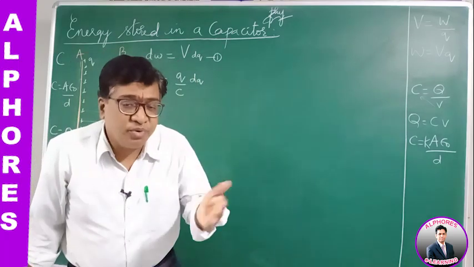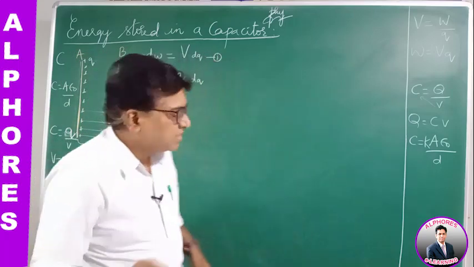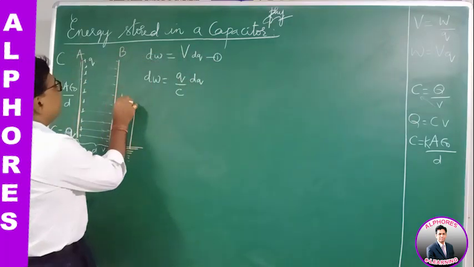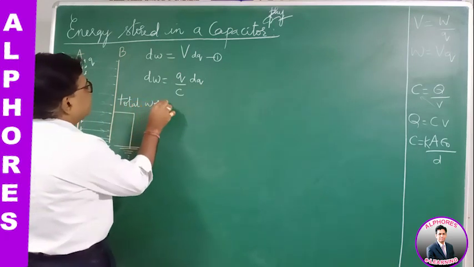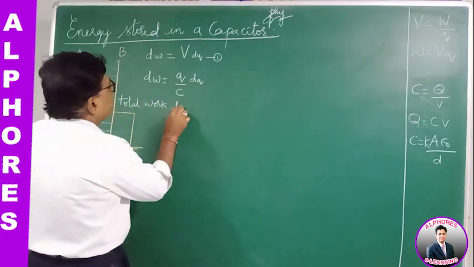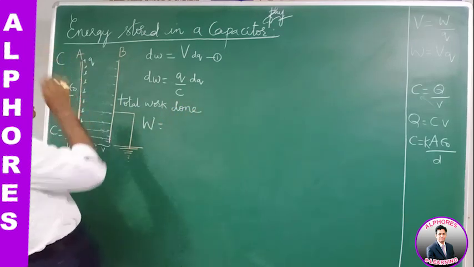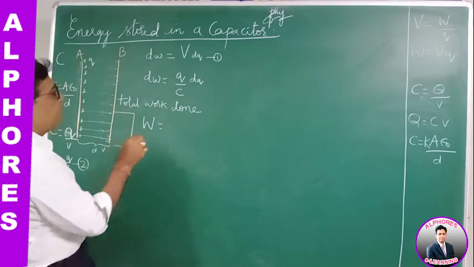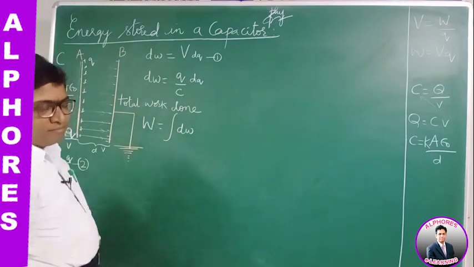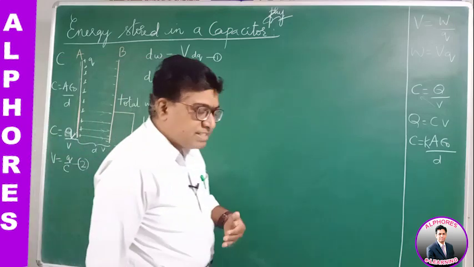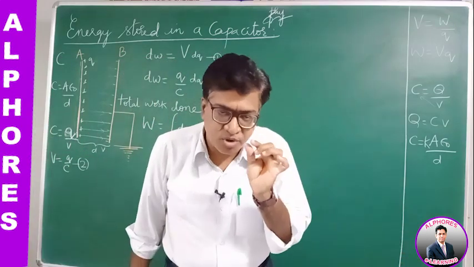If I have to give the capacitor the total charge, what is the total work done? The total work done W in giving the total charge capital Q. Now W is integral dW. Well, you know, the total is the summation, the addition of all the individual works for small elementary charges.